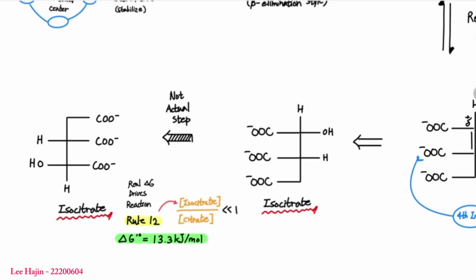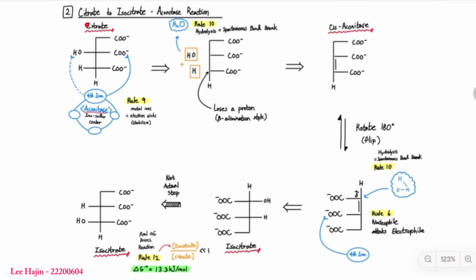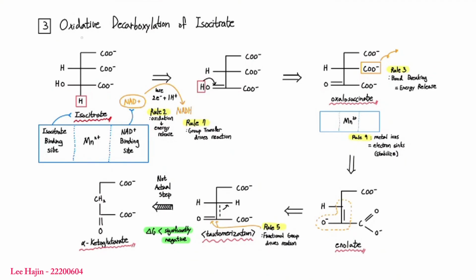It's constantly pulled away by the next enzyme, isocitrate dehydrogenase, lowering concentration and making delta G negative, pulling the reaction forward. So in summary, aconitase converts citrate to isocitrate through a reversible dehydration-hydration sequence using cis-aconitate. So I will go on to the next step, from isocitrate to alpha-ketoglutarate, through the enzyme isocitrate dehydrogenase. This step performs the first oxidative decarboxylation of the cycle, producing NADH, a key energy molecule.